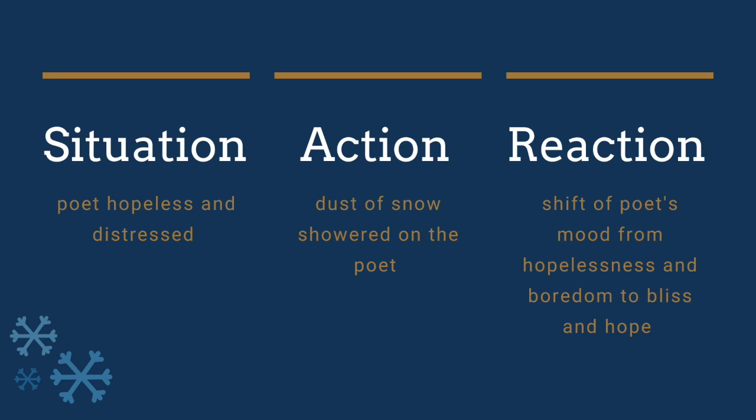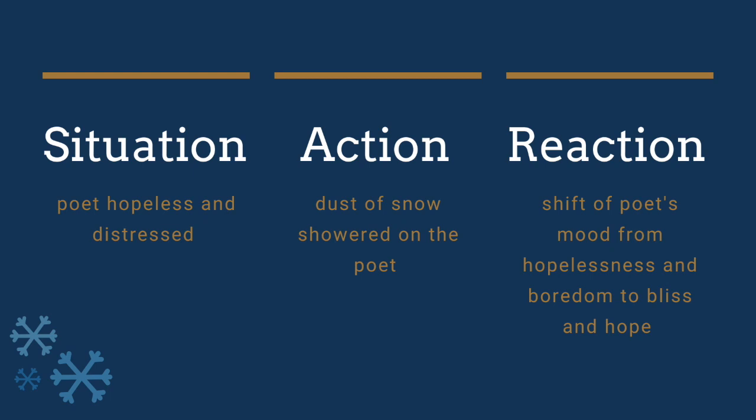Once again, look, what is the situation? The poet is hopeless and distressed. He has got no hope at all. He is in a terribly bad mood. What happens? Action. Dust of snow showered on the poet. What is the reaction? Shift of poet's mood from hopelessness and boredom to bliss and hope.